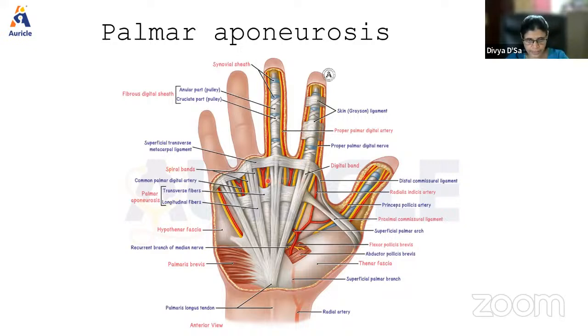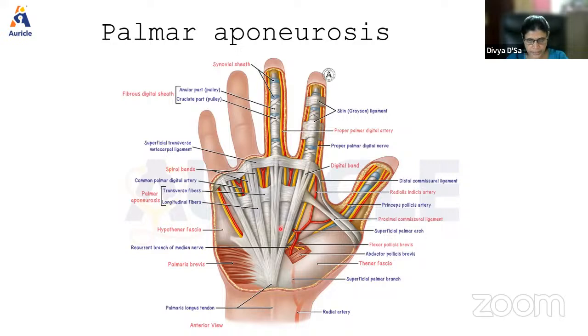Each slip will again further divide, if you see here, into 2 slips that blend with the fibrous flexor sheath of the corresponding digit. So this is the fibrous flexor sheath, and along with that sheath, it gets blended. The digital nerves and vessels and the tendons of the lumbricals emerge through this interval. Between these, you can see the digital nerves and vessels, and even the lumbricals.